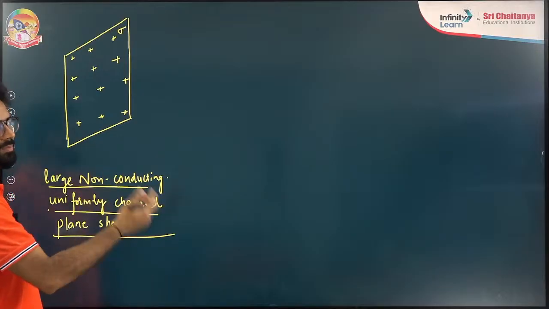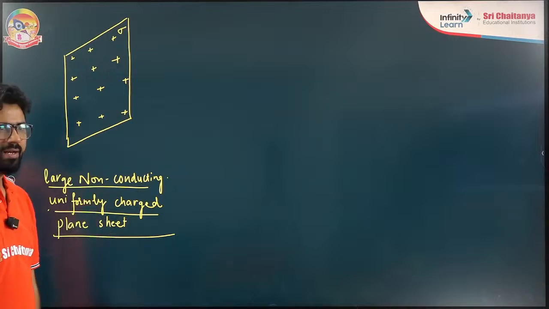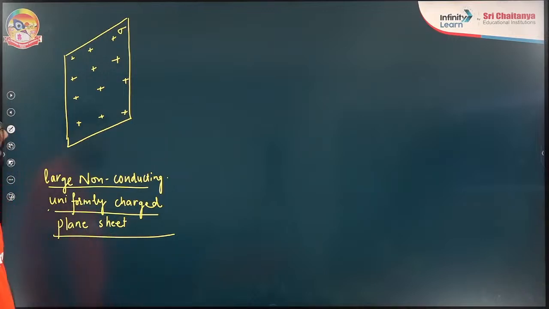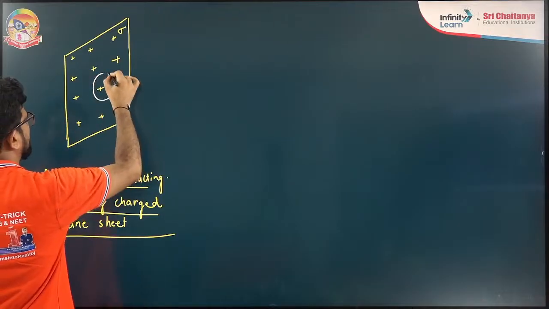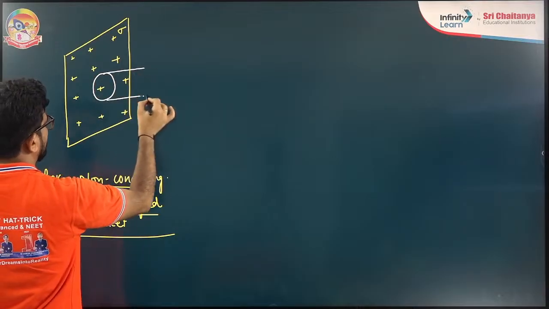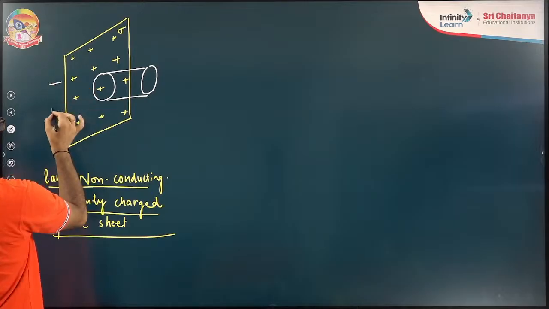Using this sigma, we have to solve this part using Gauss's law. What is the electric field? We want to calculate it. So how to calculate the electric field? I am taking a Gaussian surface here, a cylindrical Gaussian surface, and I am taking it on this side also. This is the Gaussian surface.